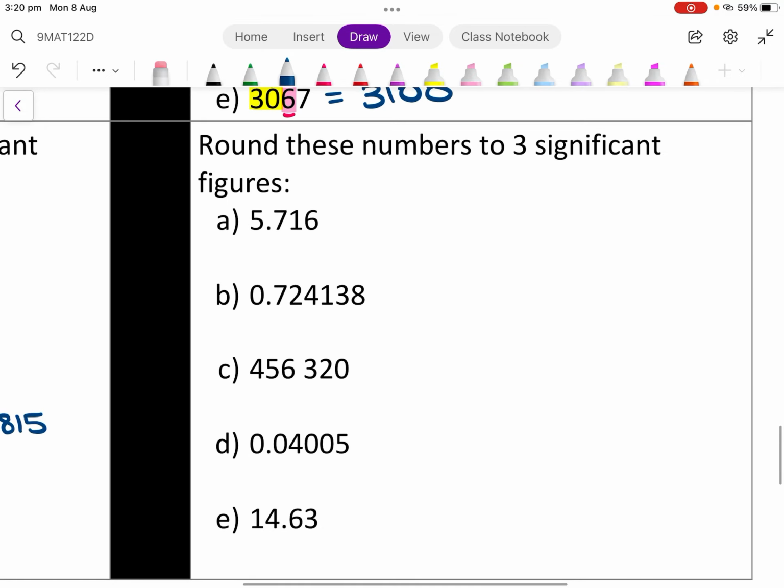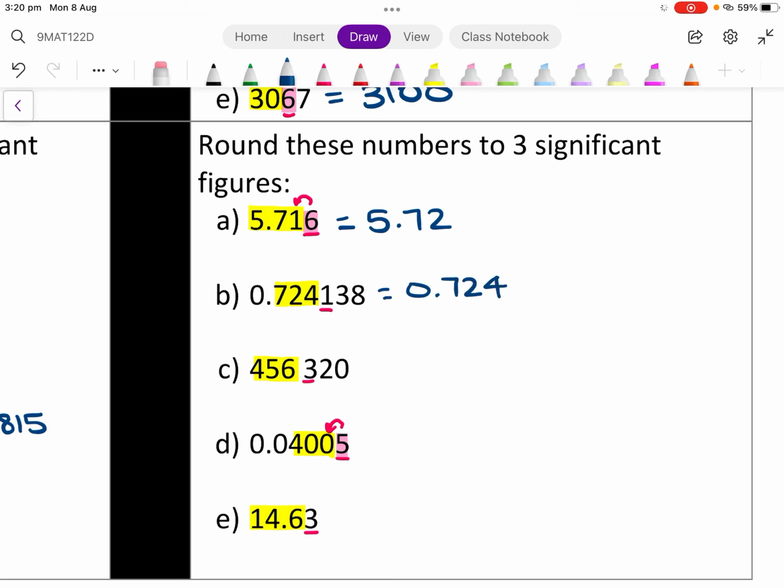Okay, so again, we want to look at the first 3 digits, our first non-zero digit and then the 2 digits after that. We also want to look at the digit after our 3rd digit to see whether it is 5 or more. These ones are. Now, because they're 5 or more, it means we have to round the number at the end up by 1. So our first answer, you should have got 5.72.